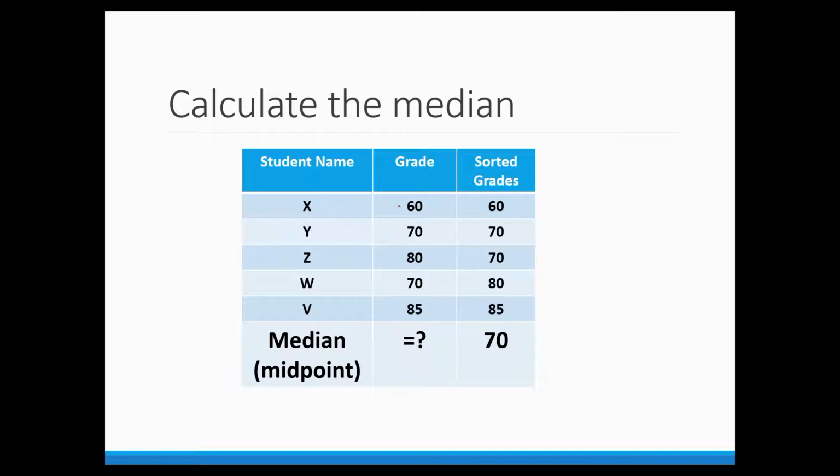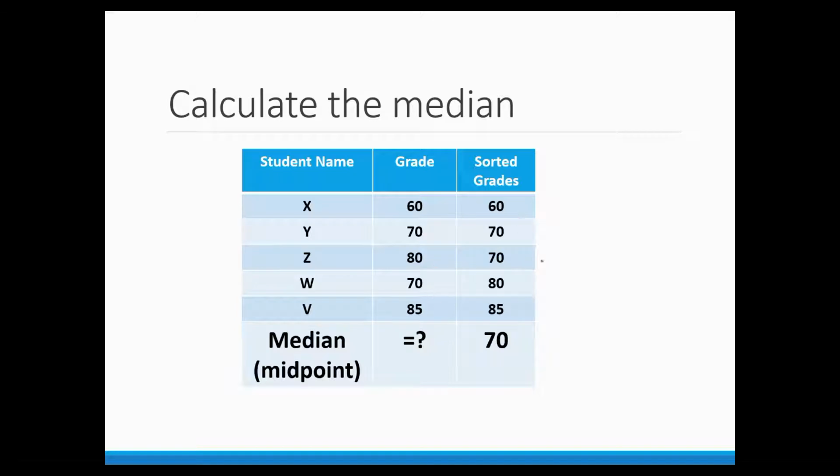Again, to calculate the median, if we have this example of student grades again, the first step we need to do is to sort the data. We must, at the beginning, to find the median, sort the data. So here it's not sorted, then we are going to sort the grades from the lowest to the largest. We have here 60, 70, 70, 80 and 85.